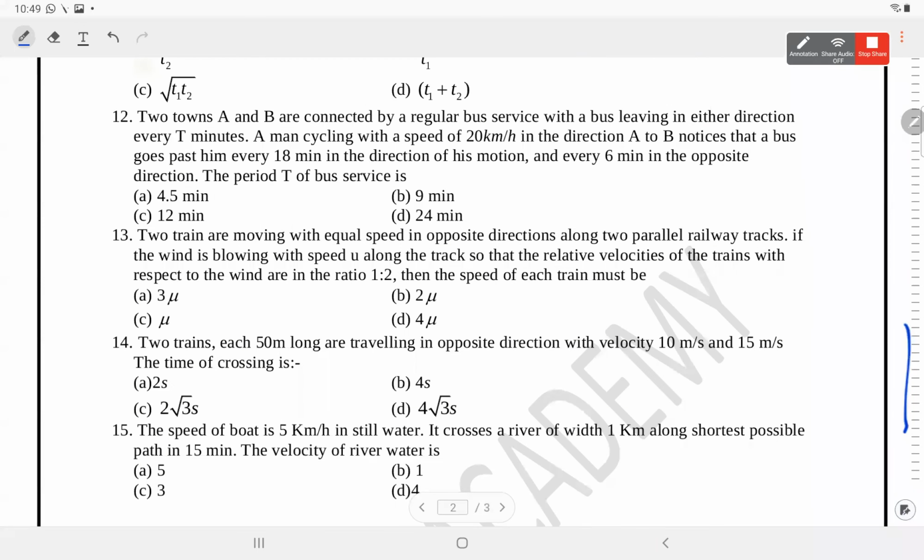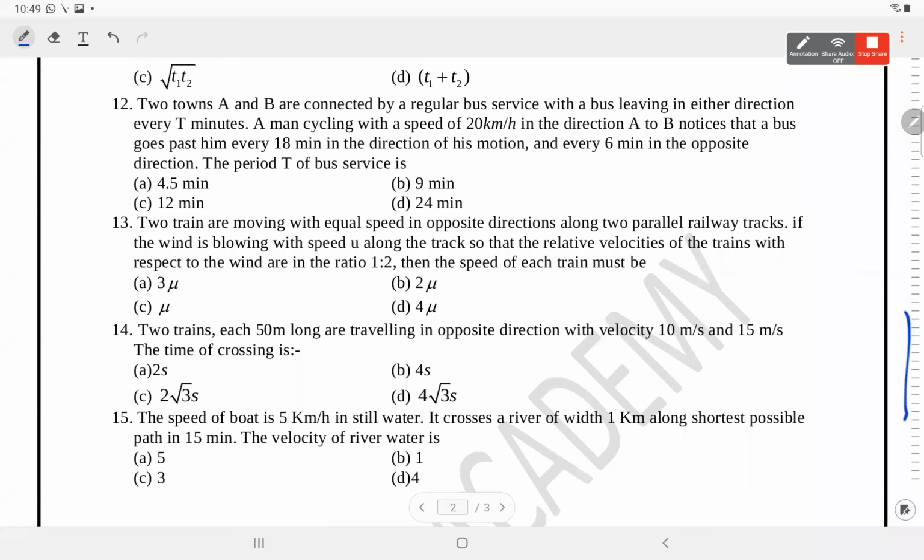Question number 12. These are some very good NCERT questions, but these are decent enough to come in the exam. Two towns A and B are connected by a regular bus service with a bus leaving in either direction every T minutes. A man cycling with a speed of 20 km per hour in the direction of A to B notices that a bus goes past him every 18 minutes in the direction of his motion and every 6 minutes in the opposite direction. Find the period of the bus service.